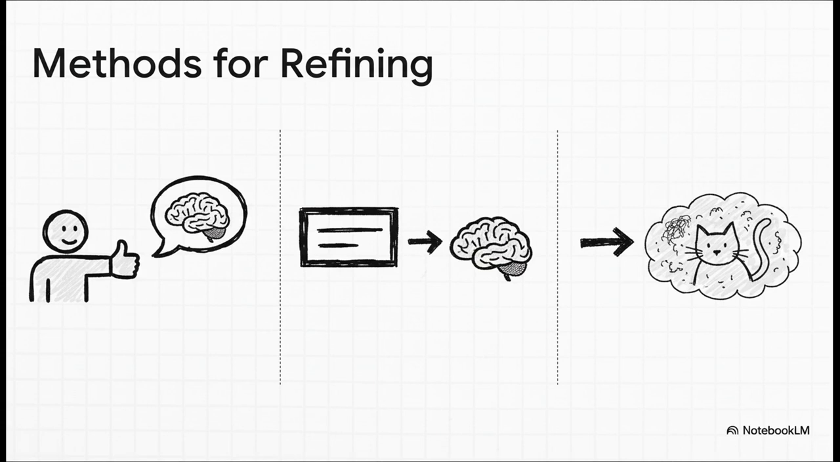After that big initial training, we have to refine the model, and there are a few key ways we do that. First, there's RLHF, which stands for Reinforcement Learning from Human Feedback. That's where we get humans to rate the AI's answers to align it with our values. We also use prompt engineering to guide it in real time with really specific instructions. And for image generation, there's a special process called diffusion models, where the AI learns to create a clear picture by starting with digital noise and cleaning it up.